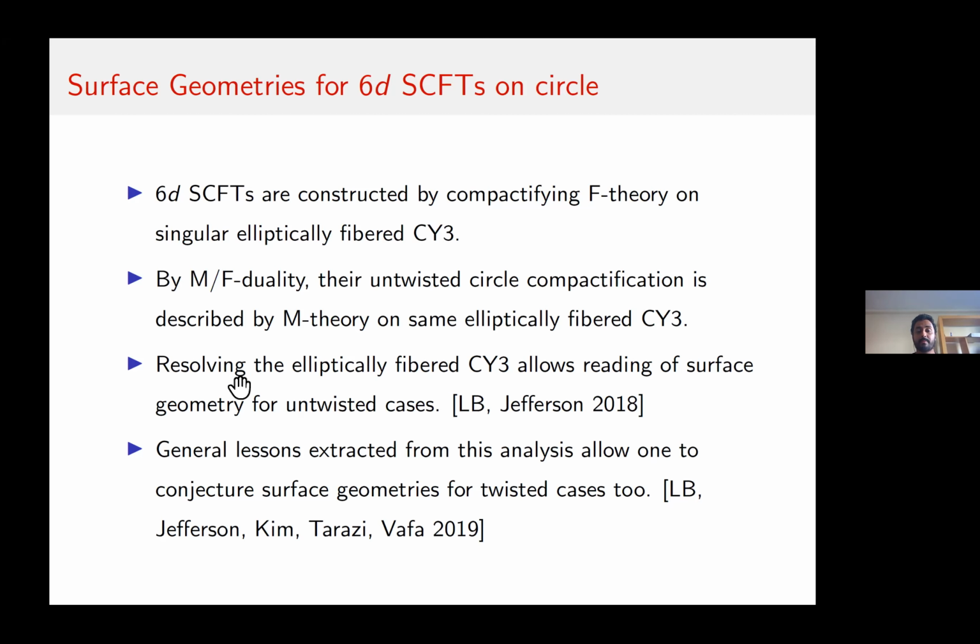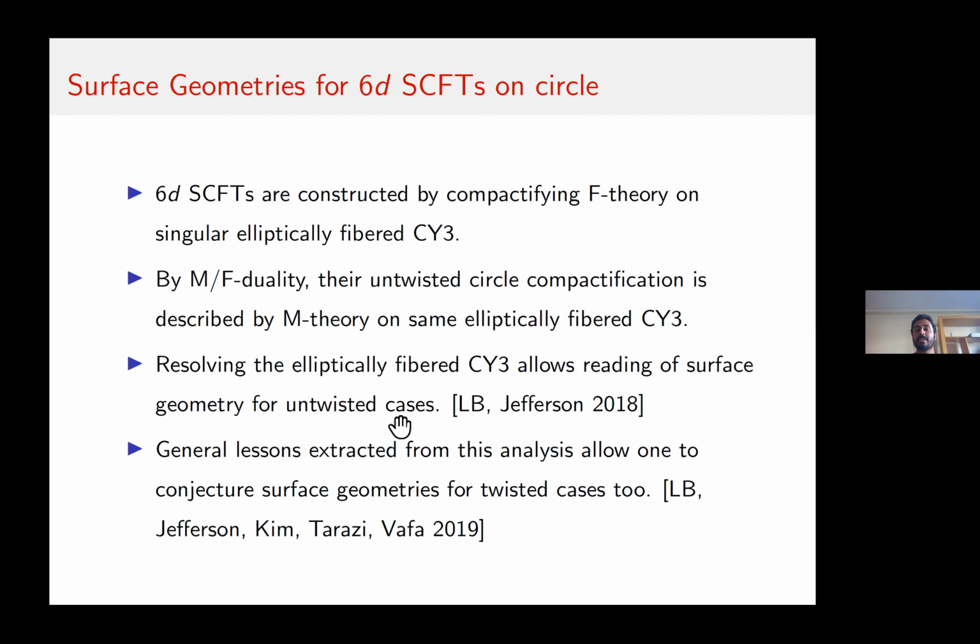Okay, so now what this means is that you take this elliptically fibered Calabi-Yau 3-fold, you take a 6D SCFT, and you want to study what the surface geometry corresponding to its circle compactification is. So you simply blow up this elliptically fibered Calabi-Yau 3-fold, and this would give you the surface geometry. So this is for the untwisted case. And now from this, you can extract some general lessons about what happens when, in 6 dimensions on the tensor branch, you had some gauge algebra and some tensor multiplets of that kind. You get this piece in the full surface geometry.